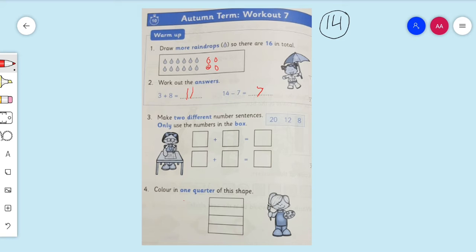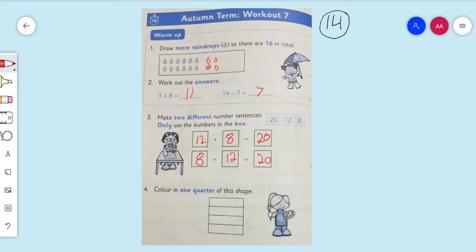So 12 in your mind, and 13, 14, 15, 16, 17, 18, 19, 20. Yeah, 12 plus 8 makes 20. So we can write 12 in this box, and there's already a plus here, and then plus 8 makes 20. So if we know 12 plus 8 makes 20, which means 8 plus 12 can also make 20.